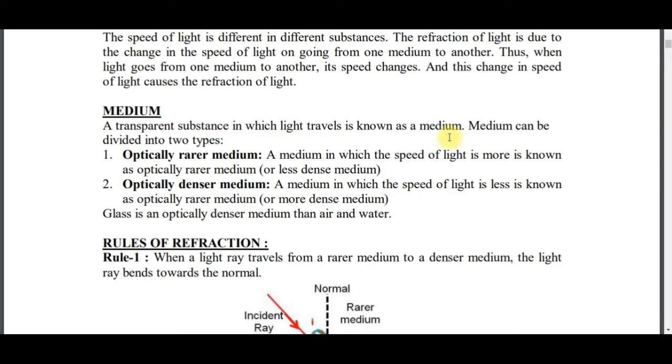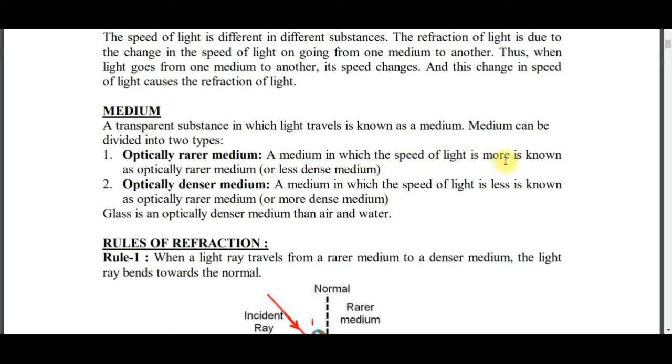Medium can be divided into two types: optically rarer medium and optically denser medium. Now don't confuse it with dense material and less dense material. That is why they have added "optically". Optically rarer and optically denser mean from the point of view of optics. We are studying optics now, so from the point of view of optics, some materials are rarer, meaning less dense, and some are more dense. An optically rarer medium is a medium in which the speed of light is more.